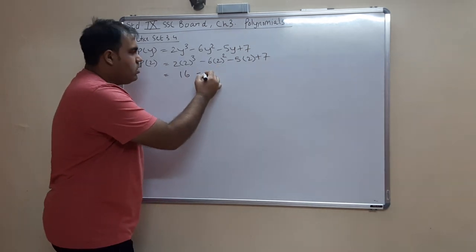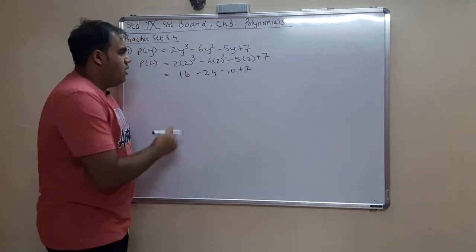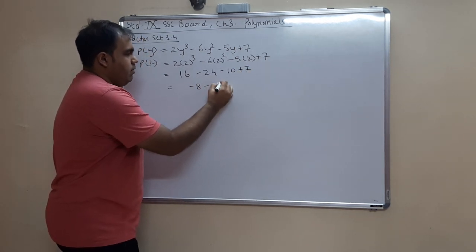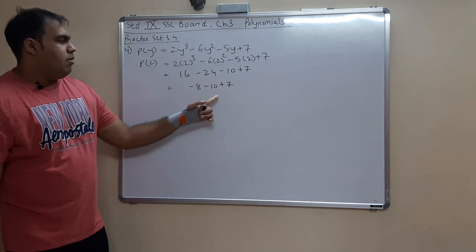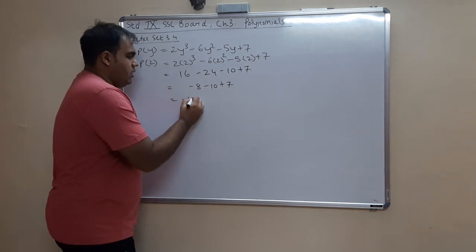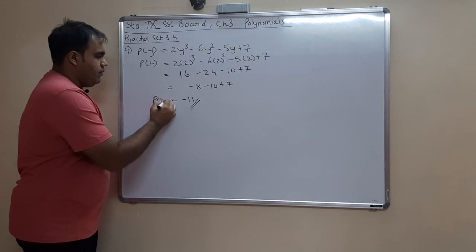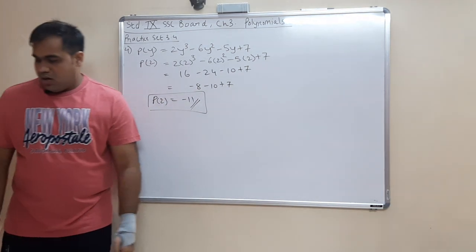Minus 6 into 4 is 24, minus 10 plus 7. So 16 minus 24 equals minus 8, minus 10 plus 7. So what is the answer here? Minus 8 plus 7 will be minus 1, and minus 10 minus 1 is going to be minus 11. So the answer is minus 11. Okay, that is question 4. Please take it down.